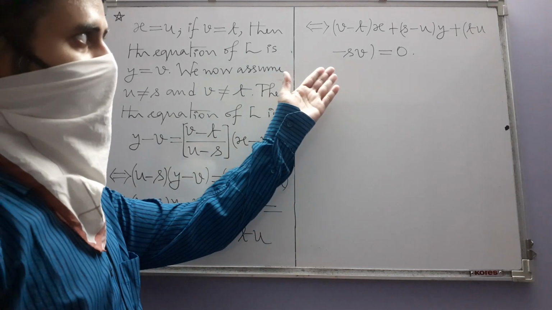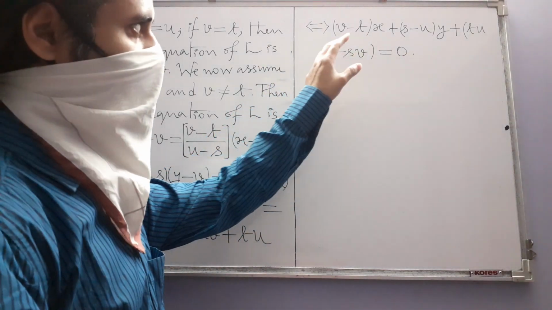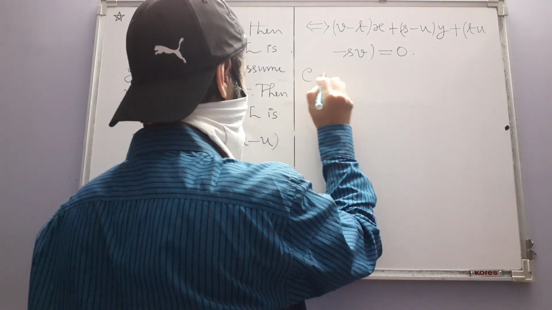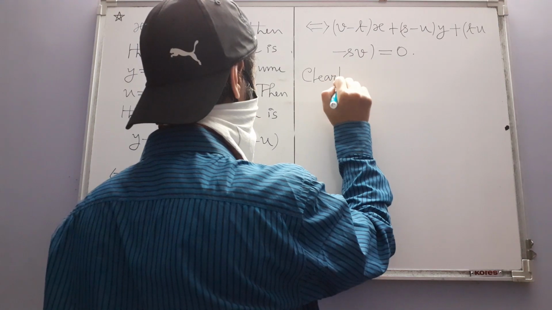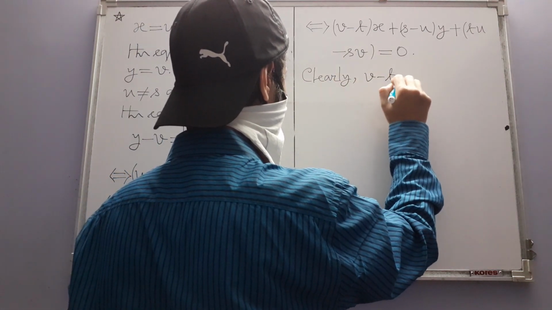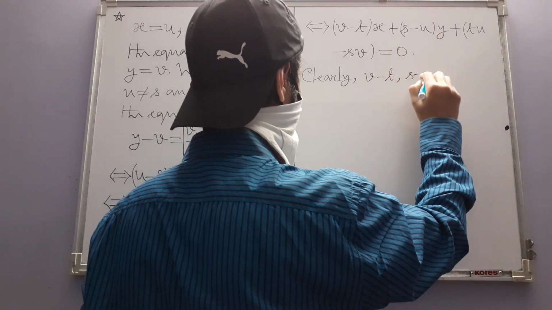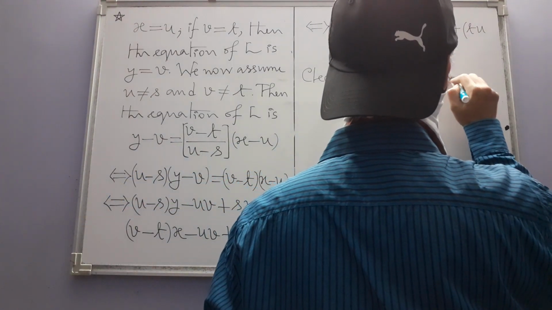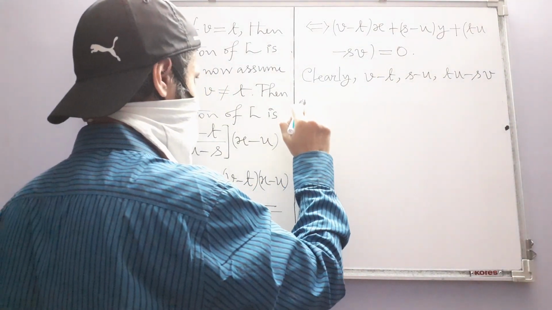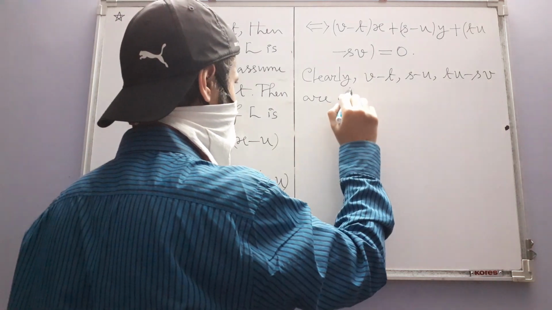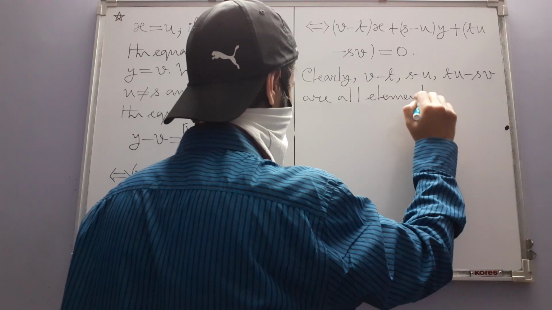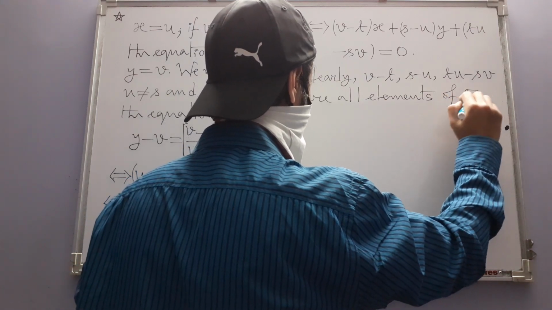So this of course is in the form ax plus by plus c equal to 0. And clearly v minus t, then s minus u, and tu minus sv are all elements of F. But why?